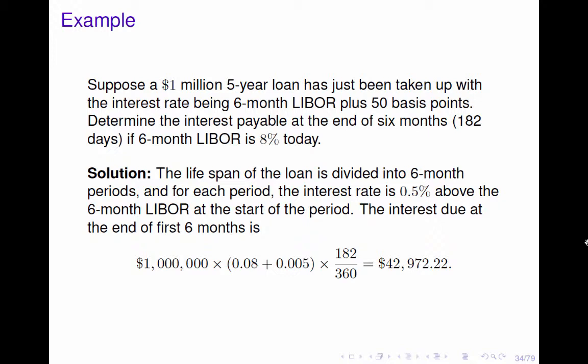Since the reference rate is 6 months LIBOR, the lifespan of the loan is then divided into 6 months periods, and for each period, the interest rate is 0.5% above the 6 months LIBOR at the start of the period. Therefore, the interest due at the end of the first 6 months is the $1 million principal times 8.5% times half a year based on the actual over 360 convention. And this gives the interest of $42,972.22.